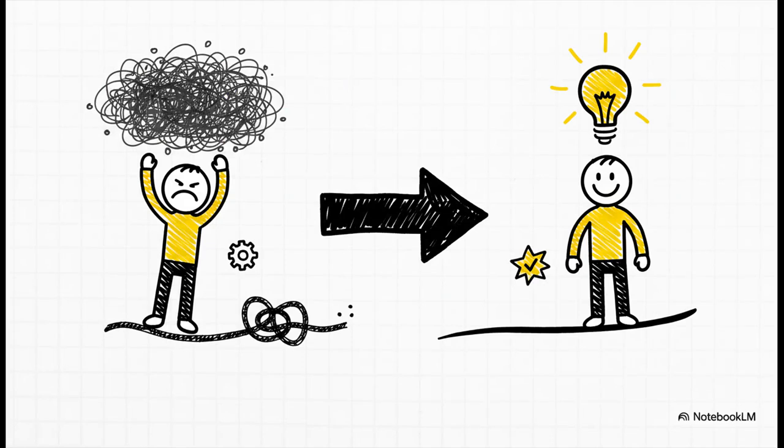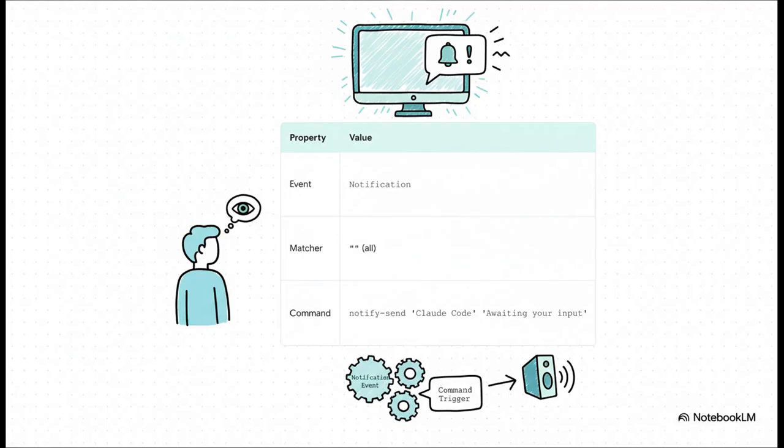And for our last example, let's look at a simple but incredibly useful hook for just improving your day-to-day quality of life when you're working with Claude. This one is just so useful. You know how you're constantly switching back and forth between windows to see if Claude is done with a long task? Well, this hook connects to the notification event, which fires whenever Claude is waiting for you. The command then triggers a native desktop notification. No more checking, you just get a little system alert telling you, hey, it's your turn.